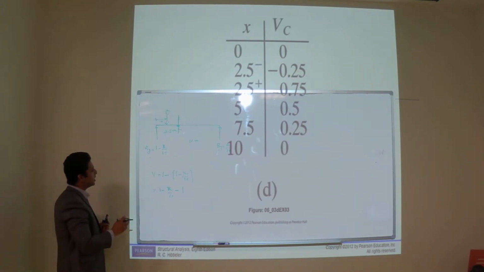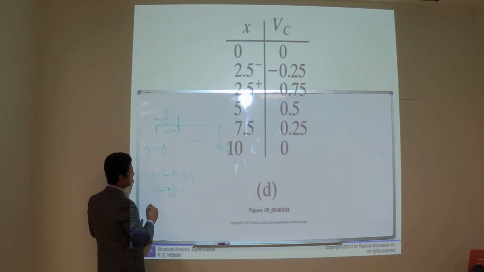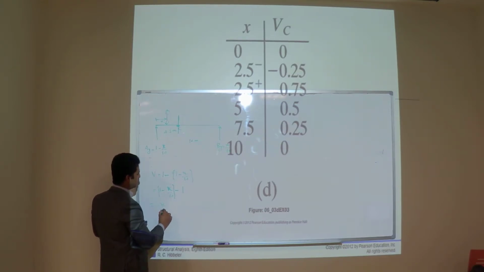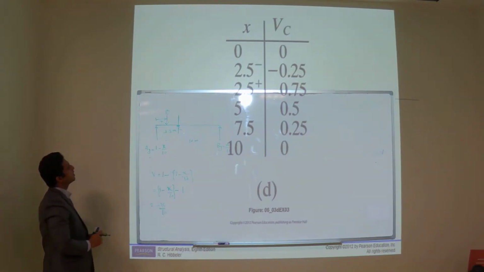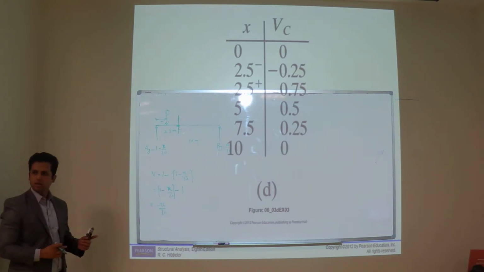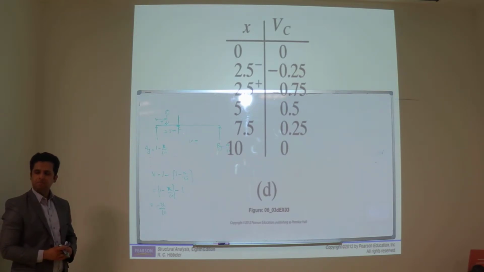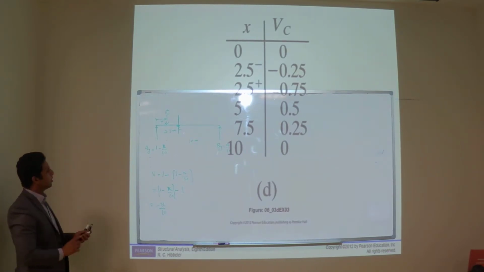Wait, apply sigma Fy. It will be, yeah, exactly, minus x over 10. It should be positive. No. Okay. Teacher, it's correct if the distance we're taking to the left is a negative distance, to the right a positive distance. Okay, let's see what happens.